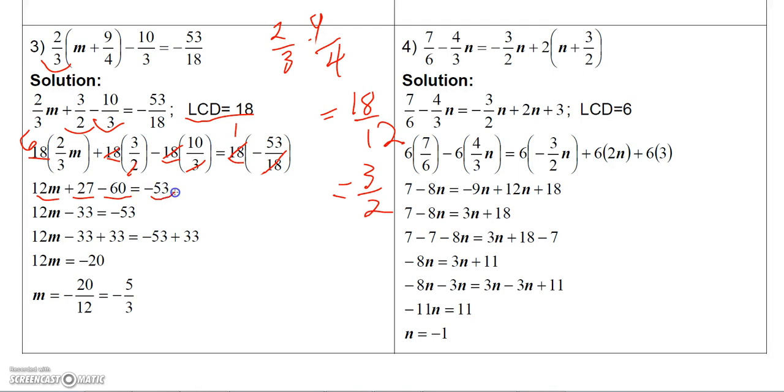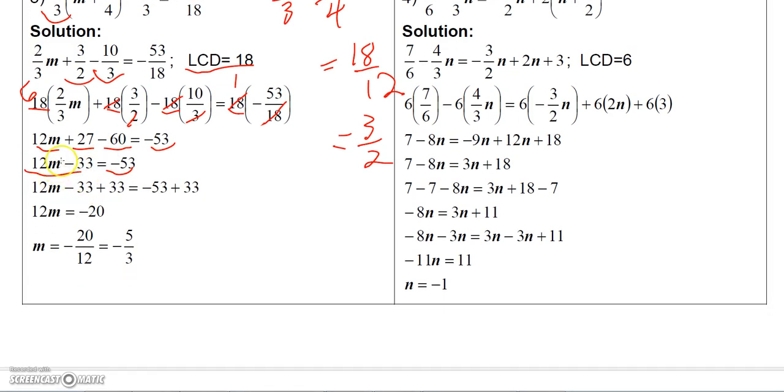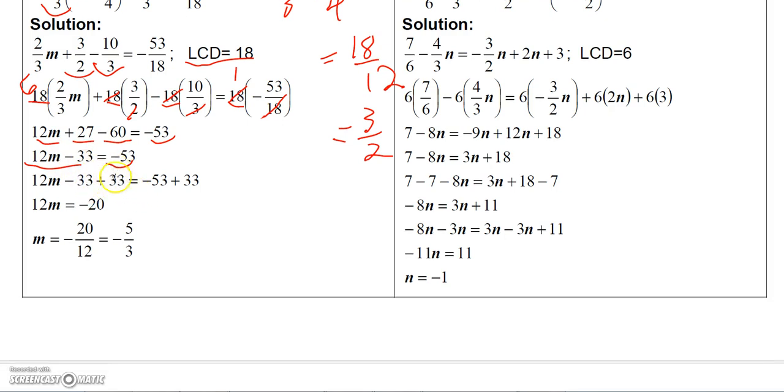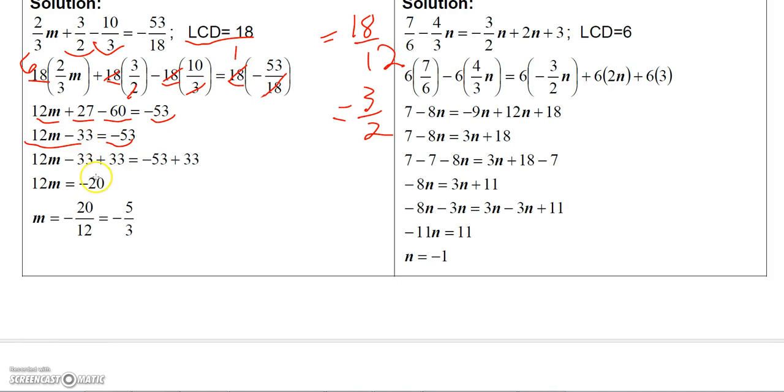And now on the left, I can go ahead and combine 27 and negative 60, because 27 minus 60 is negative 33. So I have 12m minus 33 equals negative 53. And now this is just a two-step problem. I can add 33 to both sides and then divide both sides by 12. So let's add 33 to both sides.